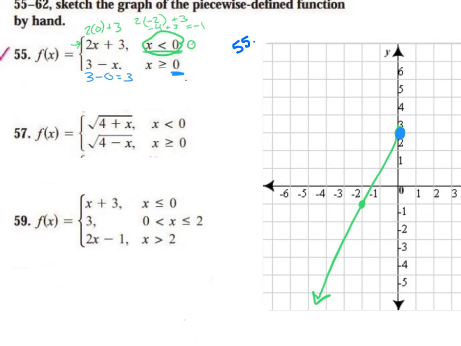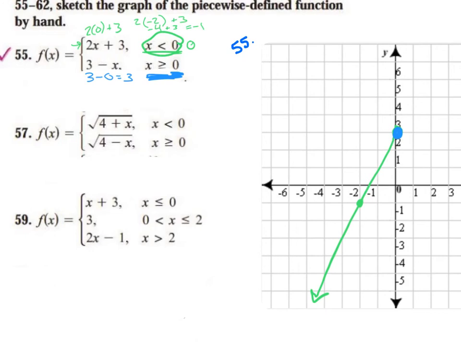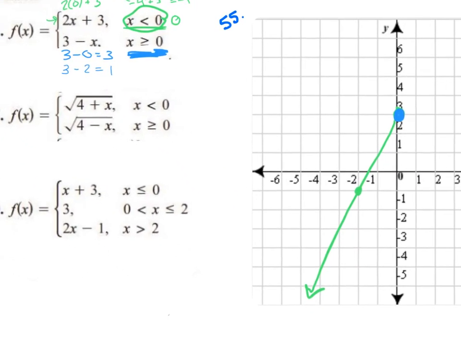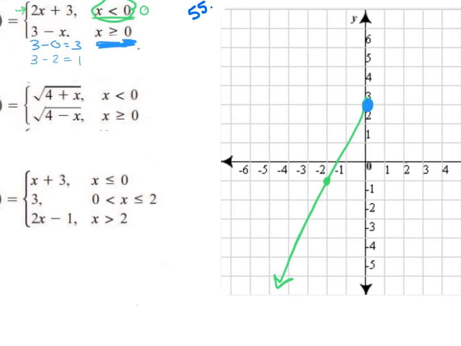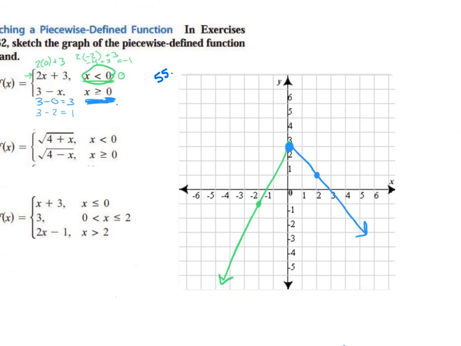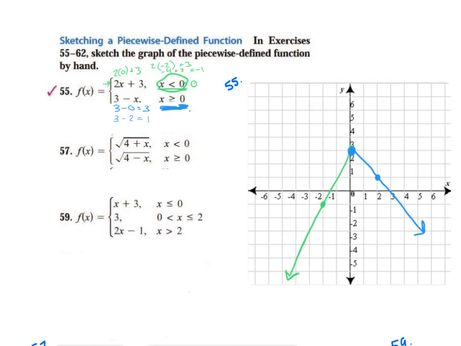And now to tell us what the rest of our graph is going to look like, we're going to pick any number that satisfies this. So any number that is greater than or equal to 0, which we just did 0. So any number greater than 0, we can pick, well, let's pick 2. So 3 minus 2 would give us 1. So when x is 2, y is 1. All right, and we're just going to connect these 2 with a line. So that is our first graph for 55.